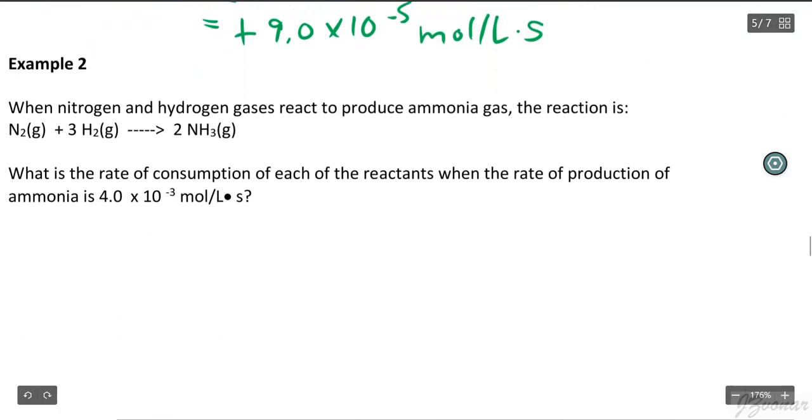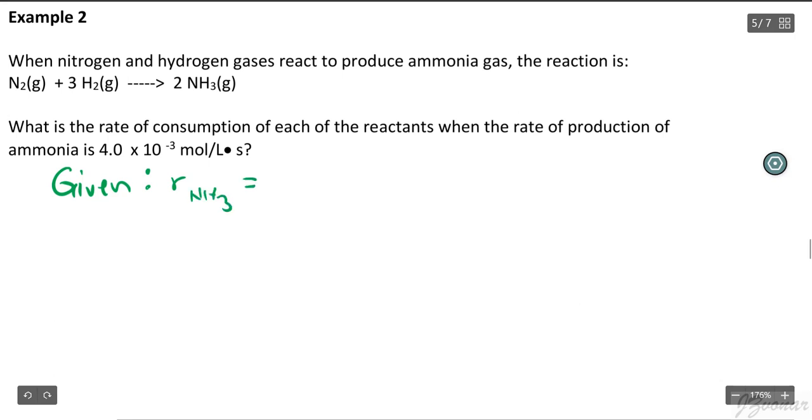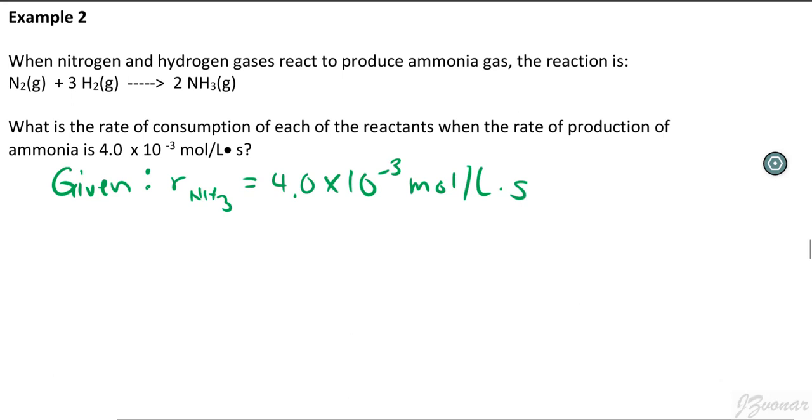All right, so looking at a second example here, doing the exact same thing. All right, so we're looking at the question here. We're given the rate of production of ammonia to be 4.0 times 10 to the negative 3 moles per liter per second. We wish to find the rate of consumption of the two reactants.